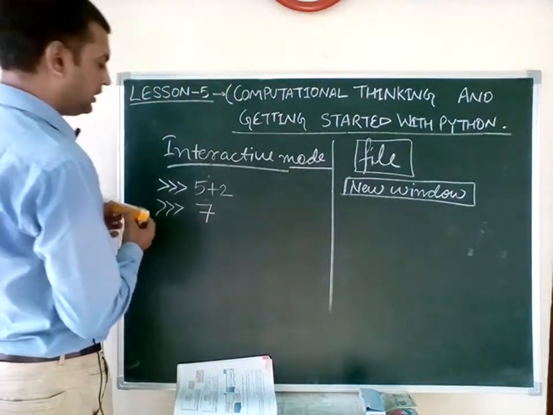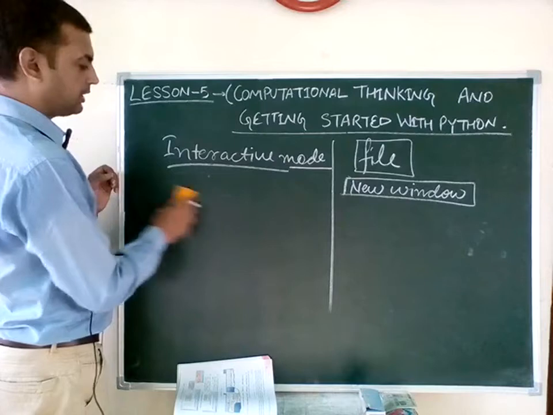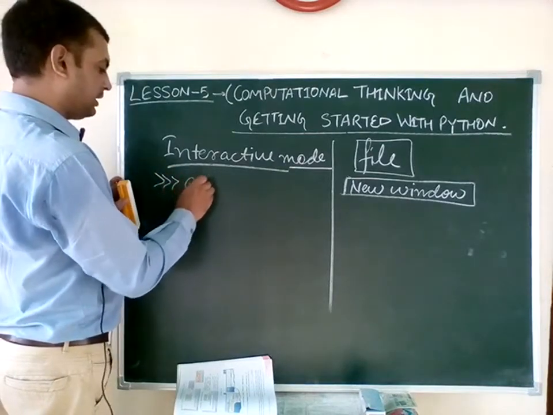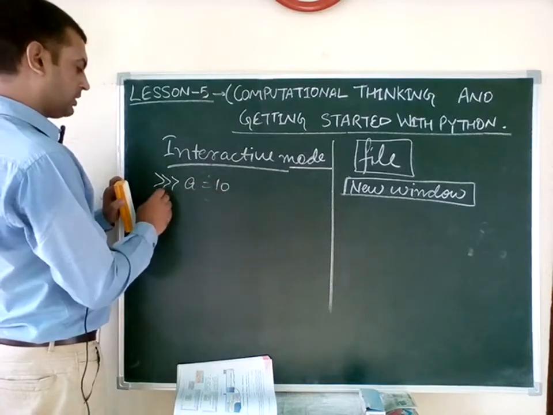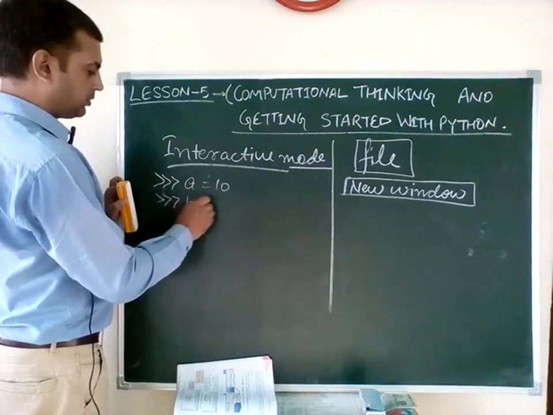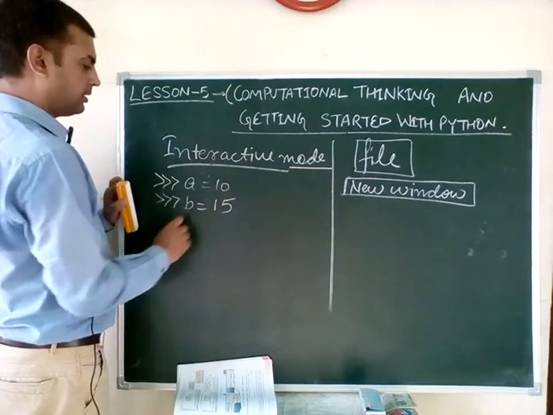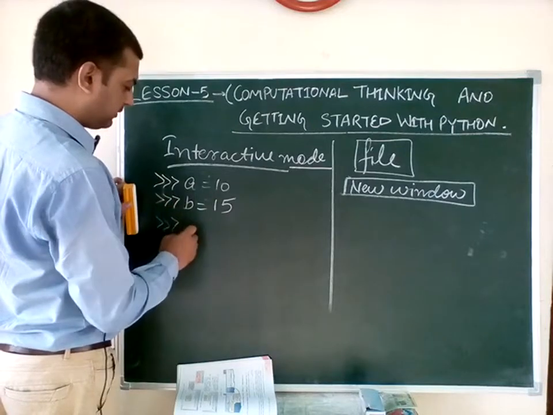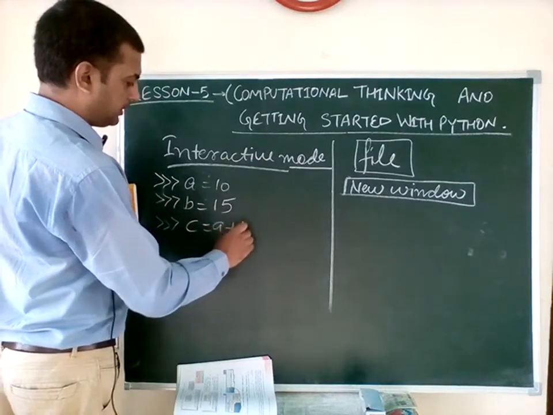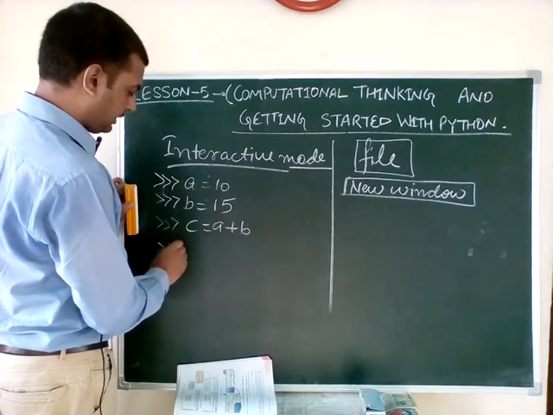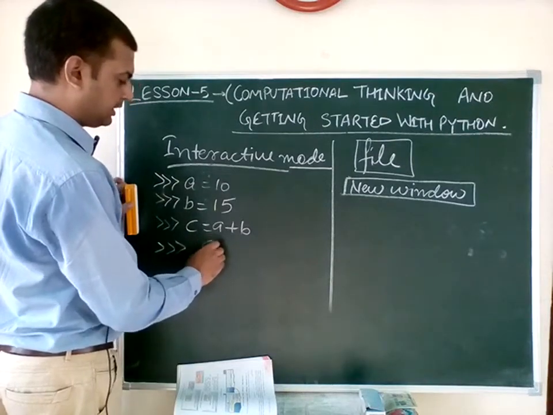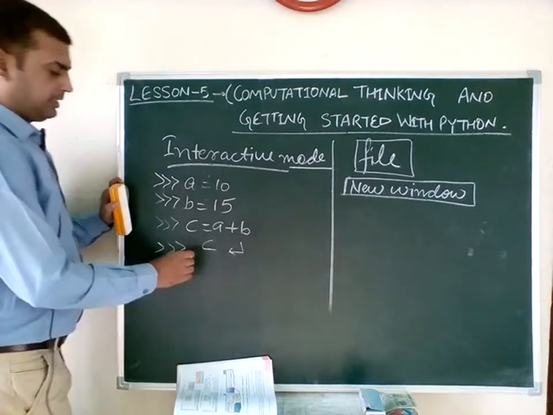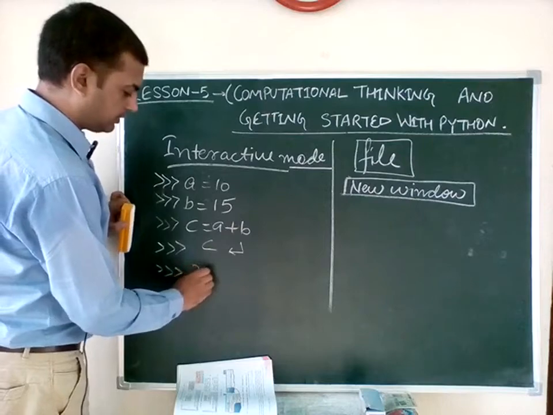In interactive mode, there is no need to write the print function. In interactive mode, if I write a is equal to 10, this is okay, b is equal to 15. Now the computer has taken 10 in a and 15 in b. Then if I write c is equal to a plus b, and after that I write c and press enter, I will get the answer 25.